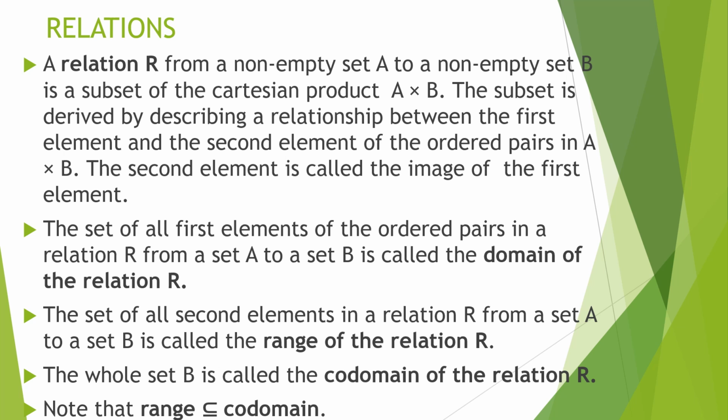The set of all first elements of the ordered pairs in a relation R from set A to B is called the domain. That means the set of all first elements is called the domain and the set of all second elements is called the range of the relation R. The whole set B is called the codomain of the relation R. So it is obvious that the range will be a subset of the codomain, because the range might not have all the elements of the codomain.